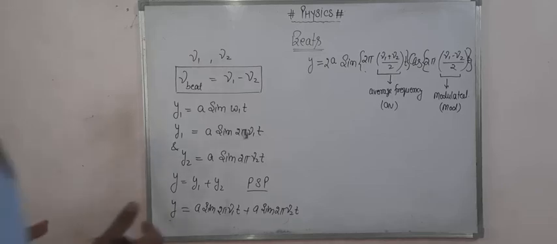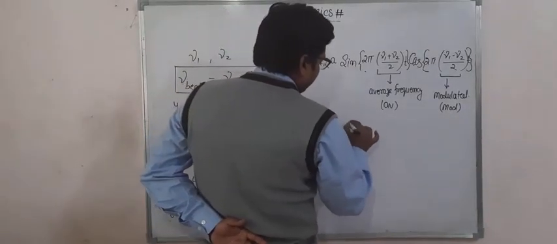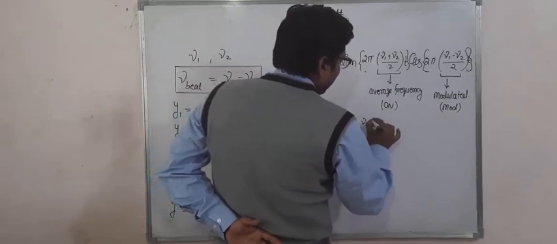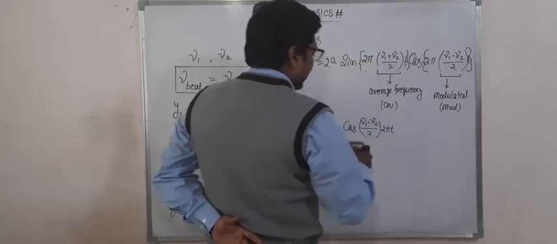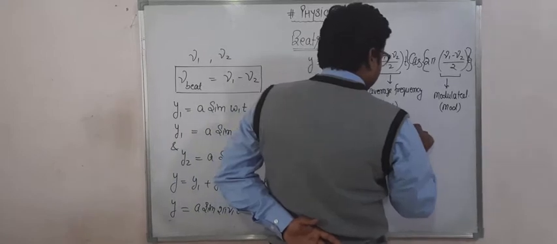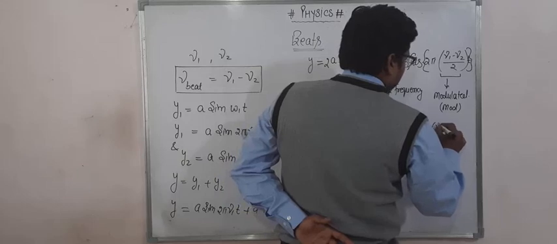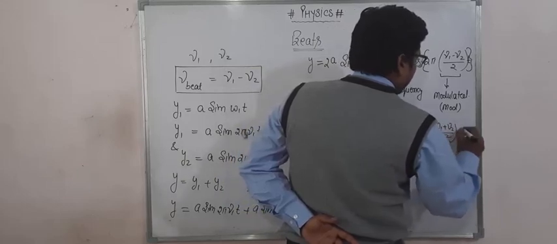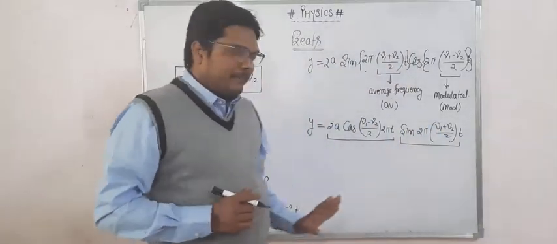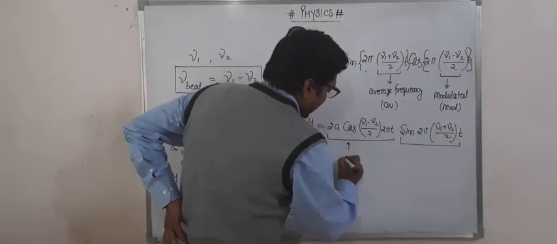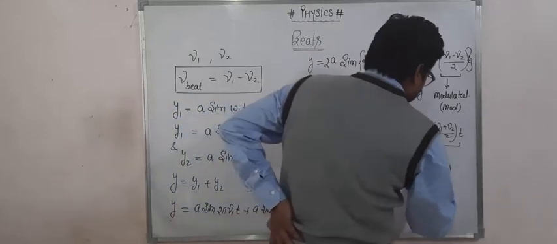So let me calculate it for the maximum and minimum amplitude. First of all, I can write y here. y equals 2a cos of 2 pi times nu1 minus nu2 upon 2 times t. I have written it like this. This gives you the amplitude factor. Then sin 2 pi times nu1 plus nu2 upon 2 times t. This gives you the oscillating factor. So your final wave is there. This gives you the amplitude factor, and this is the wave term.